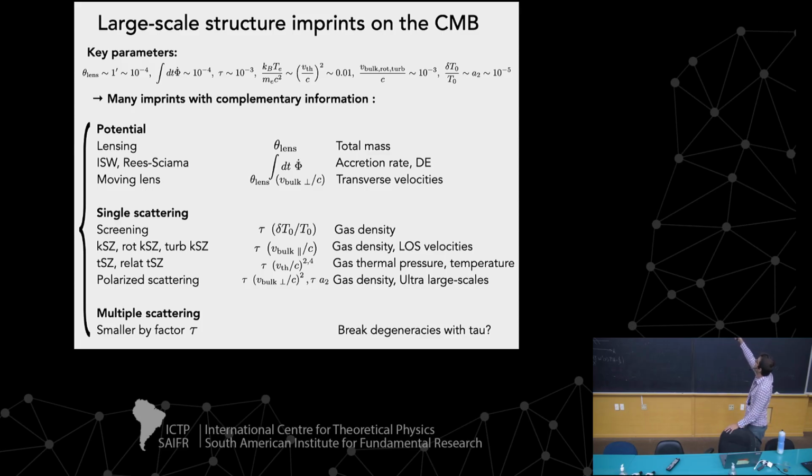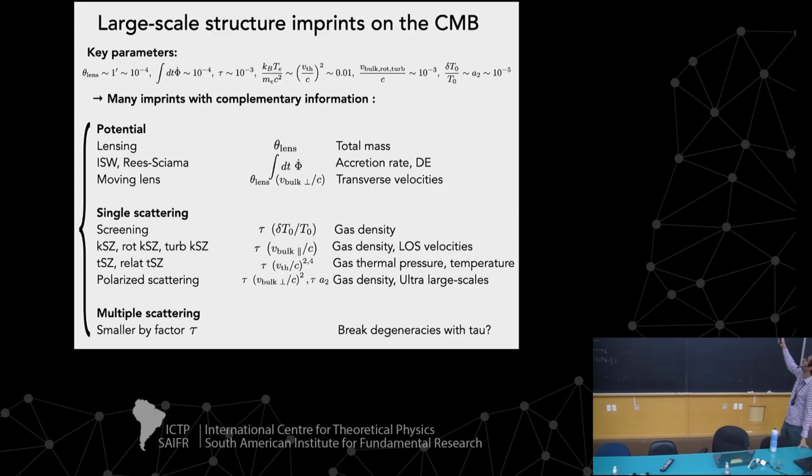The next parameter is the electron temperature. So how hot is your gas around galaxies? And that's typically a small number. If you can measure this, you learn about the thermodynamics of your gas around galaxy halos, which can be very important. The other parameter is the various bulk velocities of your gas. So how is the overall halo moving towards or away from you or to the side? What are the typical rotational velocities in your halo? What are the typical turbulent motions?